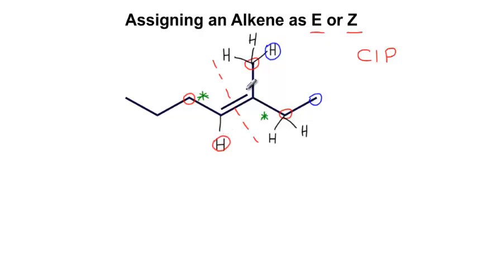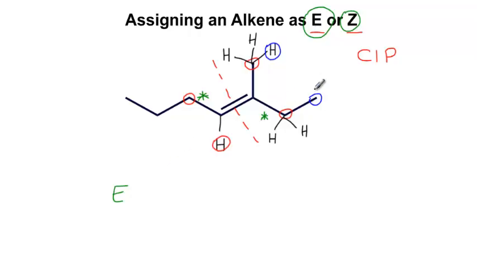Now ultimately assigning E or Z is based on the relative positions of the 2 highest priority groups. If the highest priority groups are pointing in the same direction, in other words both pointing up in this case, then that stereochemistry would be Z. If, as is the case here, the 2 groups are pointing in opposite directions, this one points up and this one points down, then that designation is E. So in this case, this alkene is designated as E.